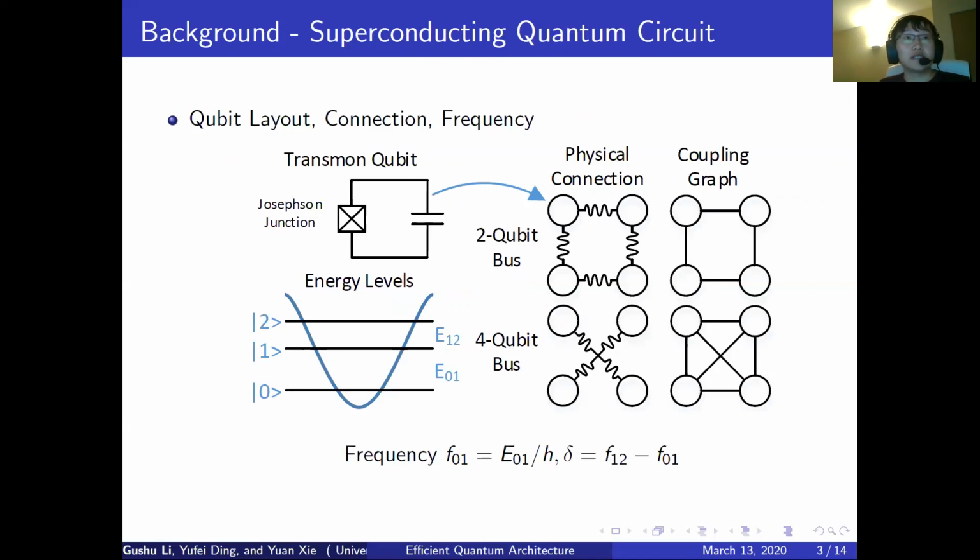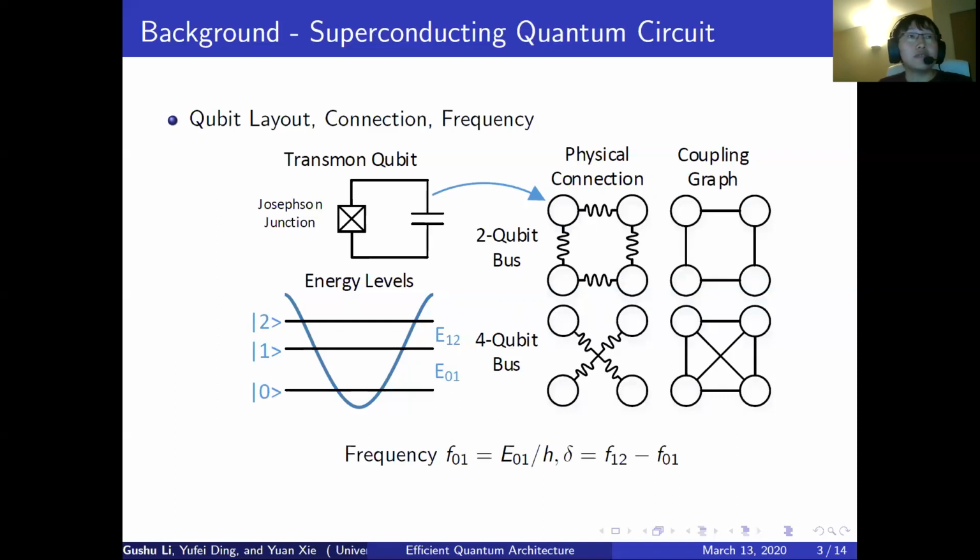One transmon is an anharmonic oscillator consisting of a capacitor and a Josephson junction. When we put this anharmonic oscillator in a fridge with very low temperature, it will have discrete energy levels. We use the ground state of this oscillator as a 0 state and the first excited state as a 1 state. The energy gap between the ground state and the first excited state is E01.